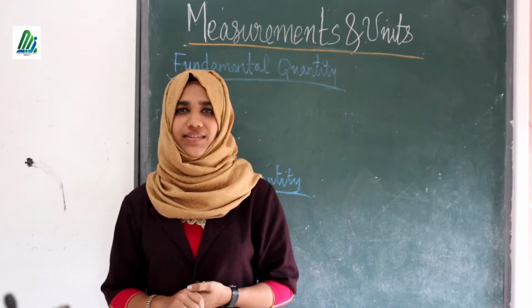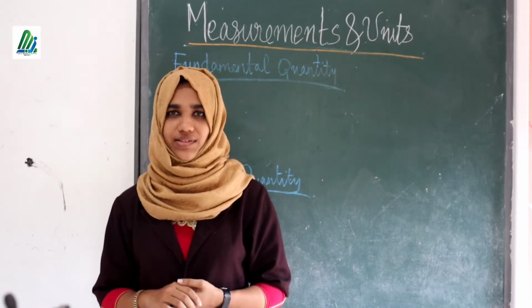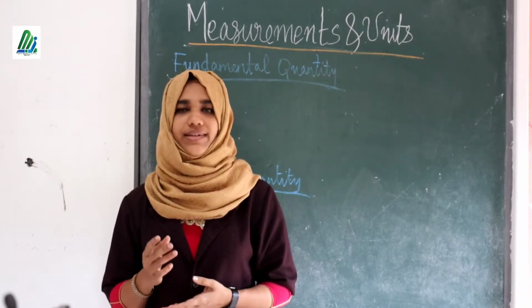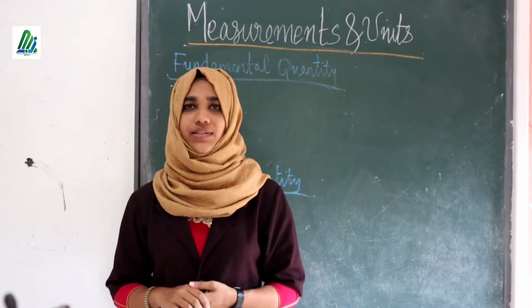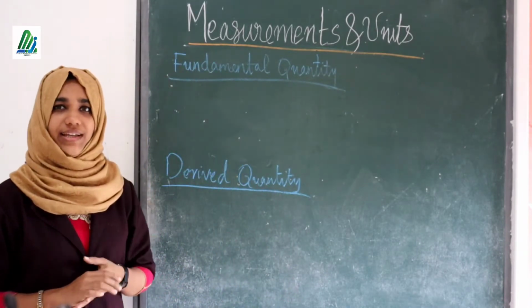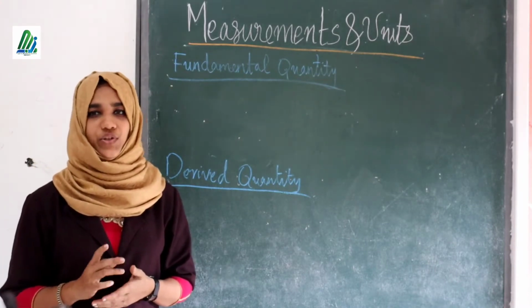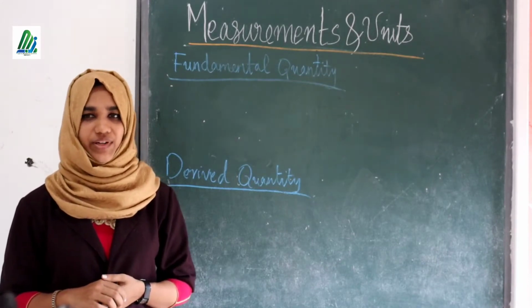Good morning. We are dealing with the chapter Measurements and Units. In the last class, we discussed mass, time, etc. Today's class, we are going to deal with fundamental quantity and derived quantity. We can divide quantities into two: fundamental quantities and derived quantities.